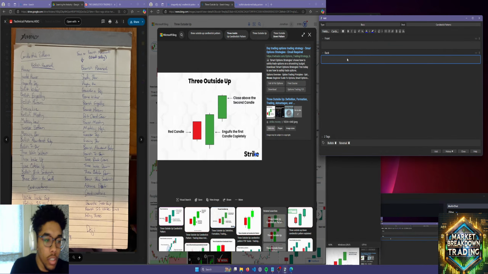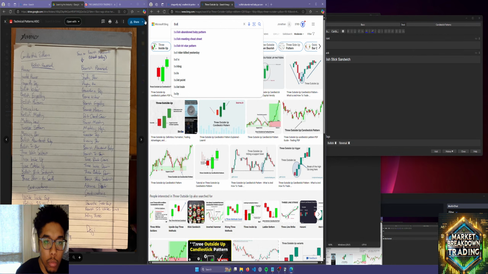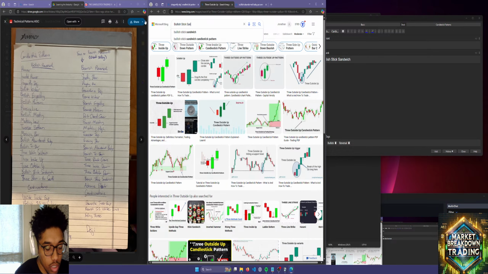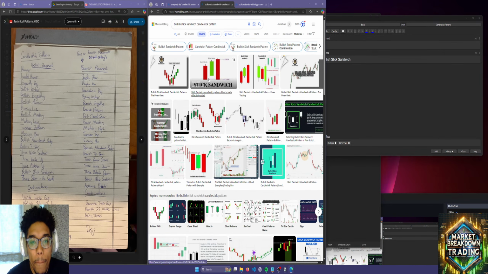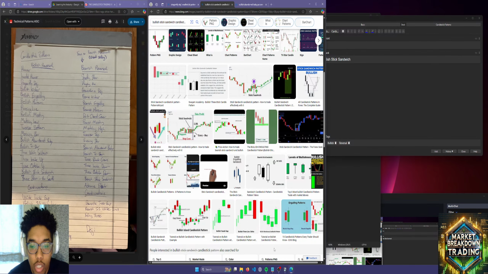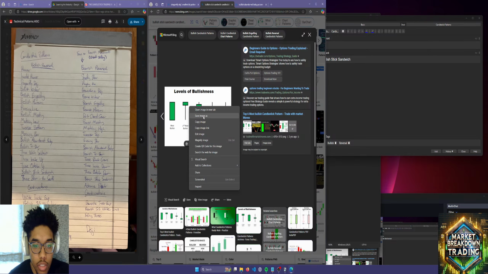Boom. Then we're looking at sandwich. This is just a bull sandwich between two bears. I also like this one a lot. I'm gonna save this image as well.